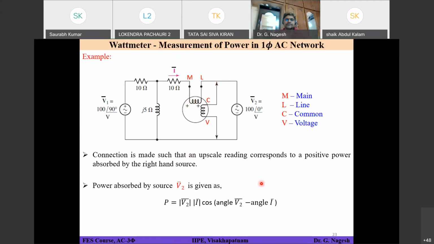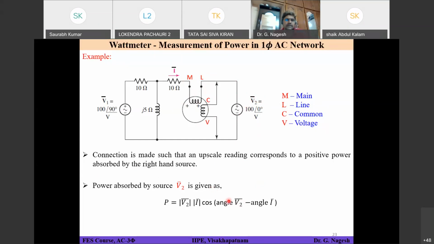So this is how you have to connect the 4 terminals available on your wattmeter into your circuit such that some power will be shown on your wattmeter screen. The connection is made in such a way that an upscale reading corresponds to a positive power absorbed by the right hand source. So if you connect in this fashion, then obviously some power will be absorbed by this source, and some deflection will be seen on your wattmeter.